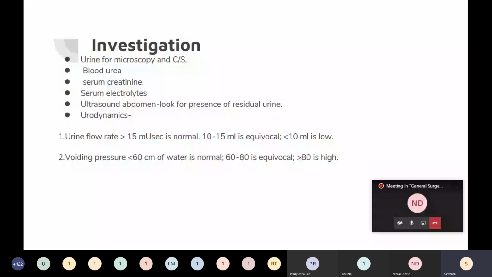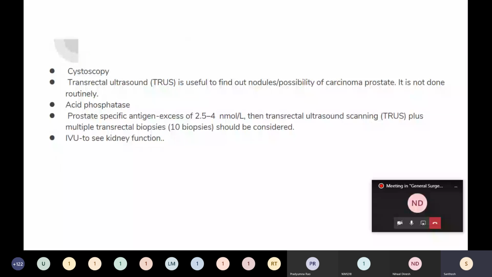You'll do a cystoscopy, then transrectal ultrasound. It is also useful to find out nodules if at all it is carcinomatous. Then acid phosphatase will be seen for prostate specific antigen, and then IVU. IVU is mainly done to see the kidney function.